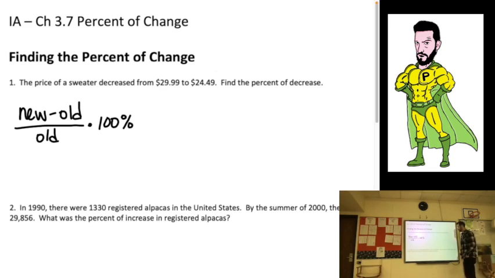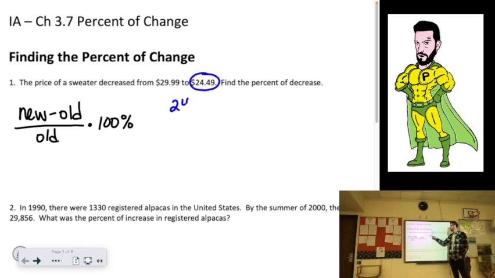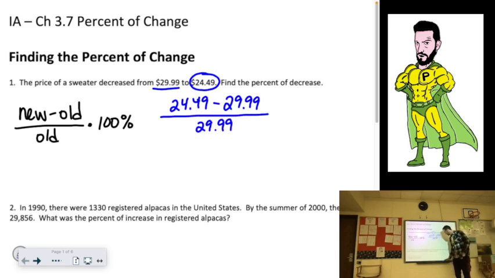All right, the price of a sweater decreased from $29.99 to $24.49. Find the percent of decrease. So the new price, now it's $24.49, minus the old price, the original price was $29.99, over the old price, $29.99. So we'll do the moving of the decimal later.